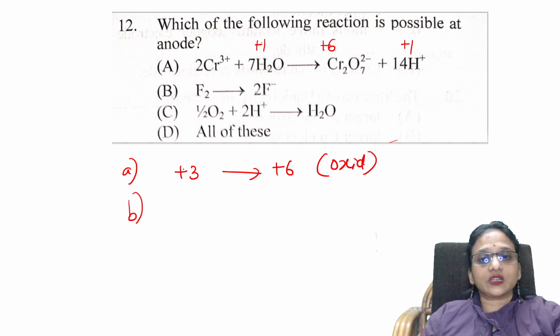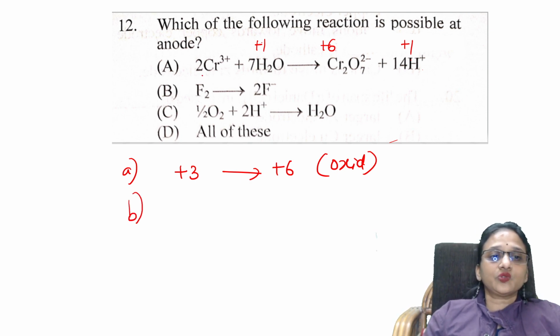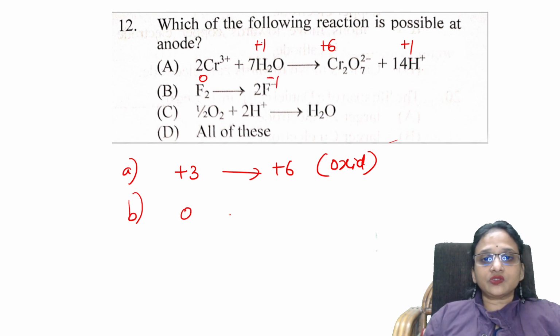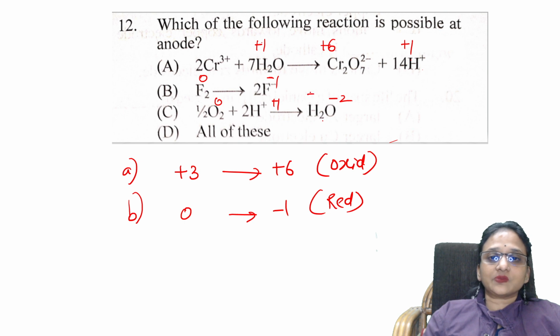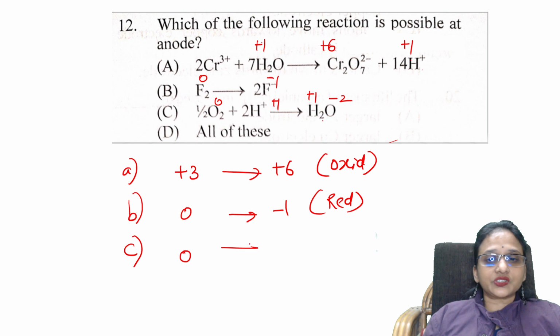Okay. Let us see the next one. In Fe, this is 0. It is going to minus 1. So in case 2, it is 0 to minus 1. It is nothing but reduction. Correct. In the next one, this is 0, and this is going to minus 2. This is hydrogen, plus 1. This is hydrogen, plus 1. So we'll see in case C what happened. From 0, it is going to minus 2. Plus 1 same, nothing to take. So this is reduction.